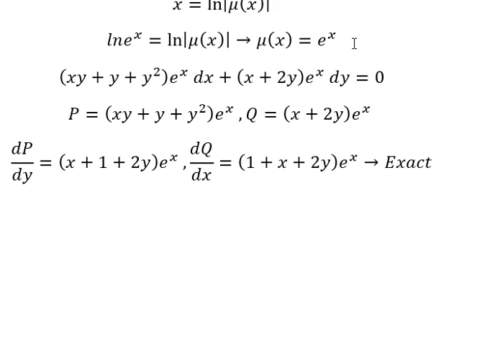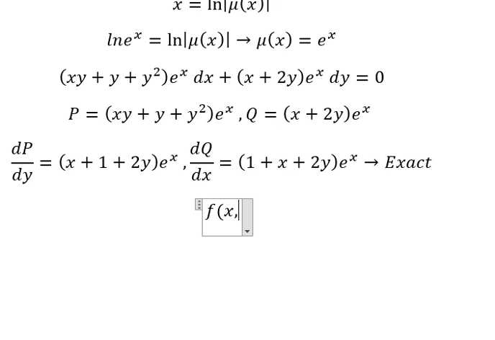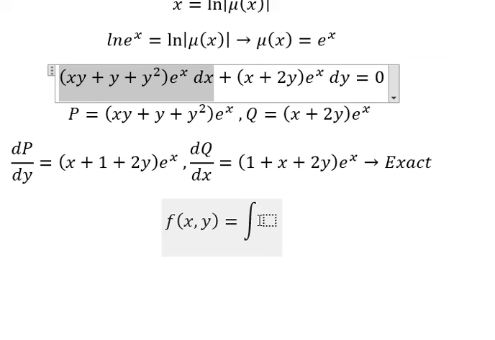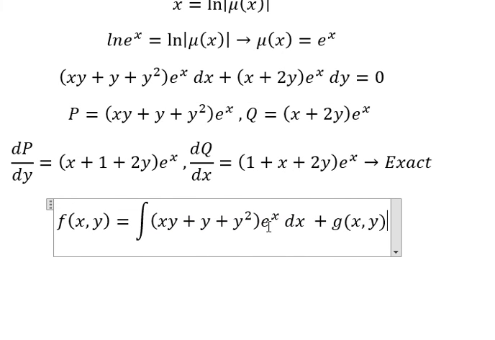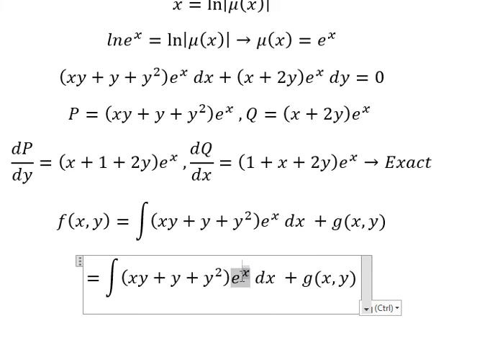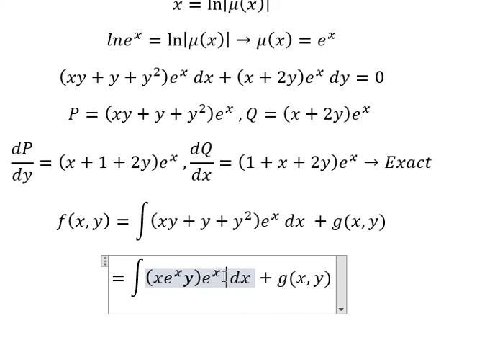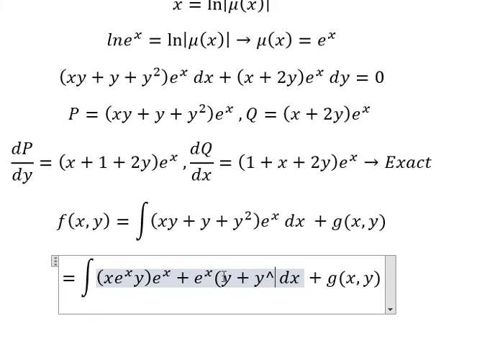And now we need to use the integration in here. So we need to set up f of x, y equals to the integration of this one plus g of y. So we have e to the power of s multiplied by this one, and this one we will have another, that's e to the power of s multiplied by y plus y squared in here.